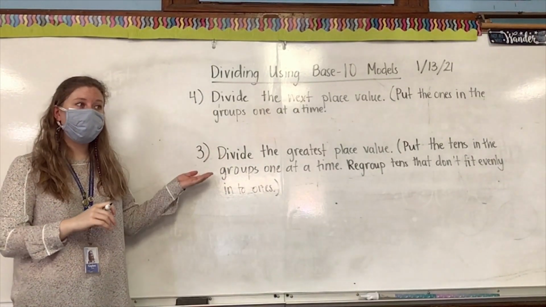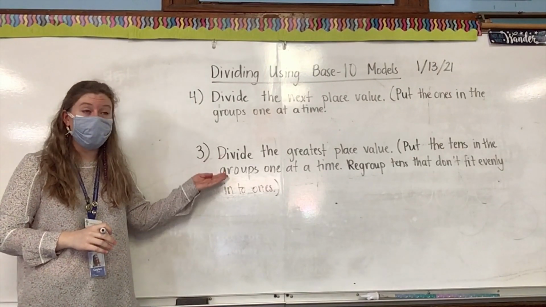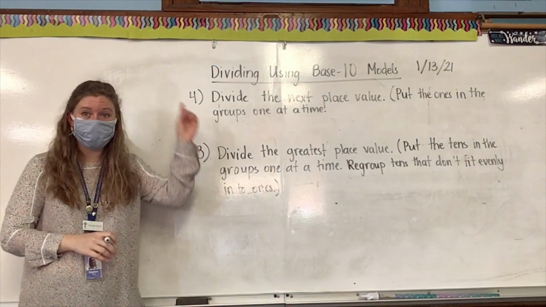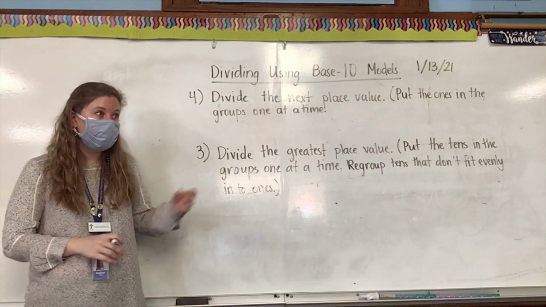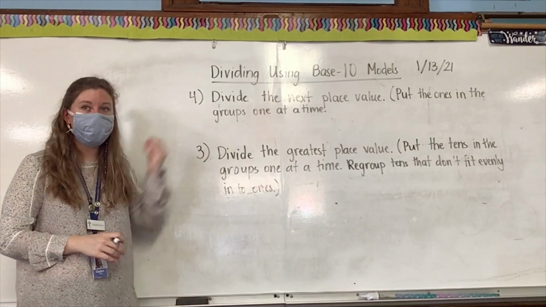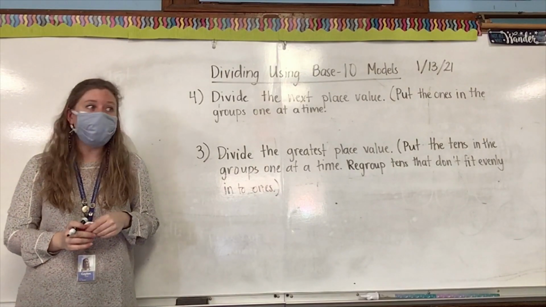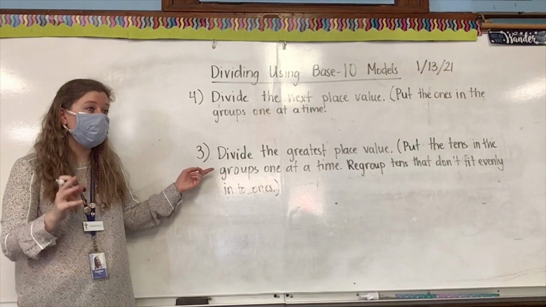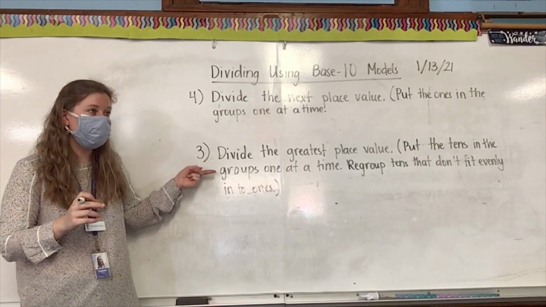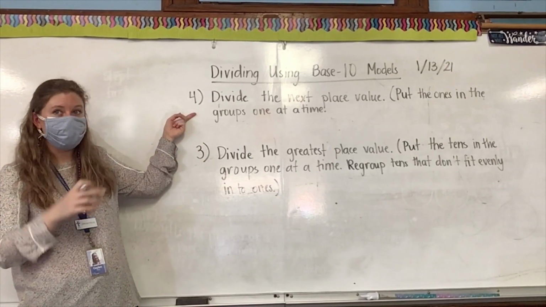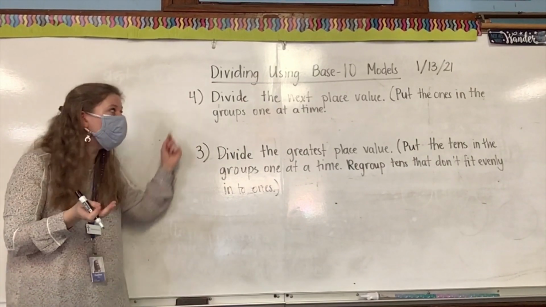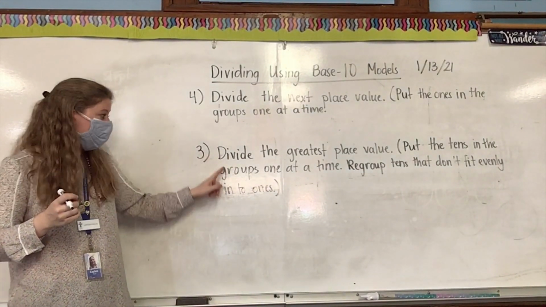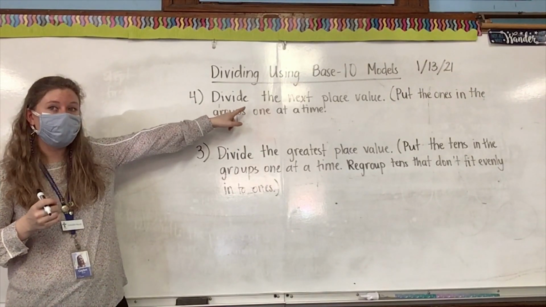Use what we already have. Replace words that don't work with words that do. If the step works other than one word, change that one word, keep everything else the same. That way you know exactly what to do. For dividing the greatest place value, or the tens, we put the tens in the groups one at a time. For dividing the next place value, or in this case the ones, we put the ones in the groups one at a time. We do the same thing, just instead of the tens, now we're using the ones.